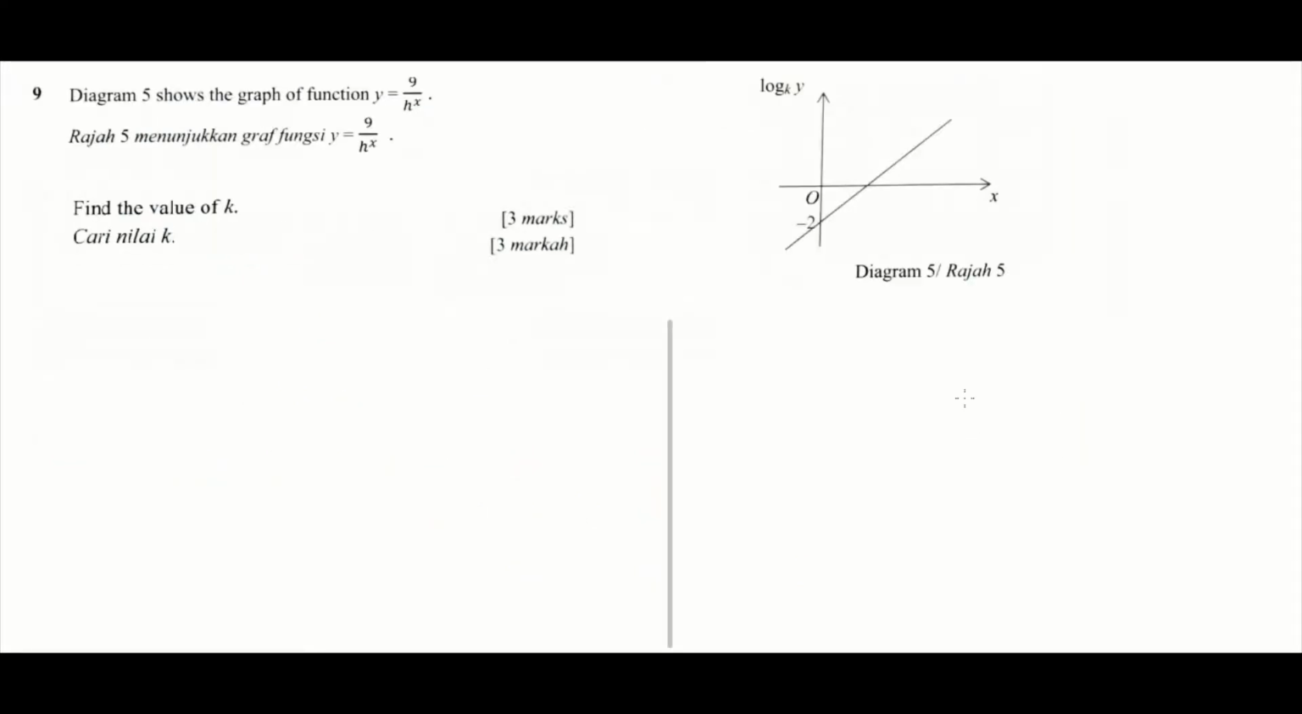Okay, number 9. The diagram here shows the graph of the function y equals to 9 over h to the power of x. Find the value of k. This is a question about linear law. What we need to do is change the function into a linear function, which is in the form of y equals to mx plus c. Then after that, we can get our answer.